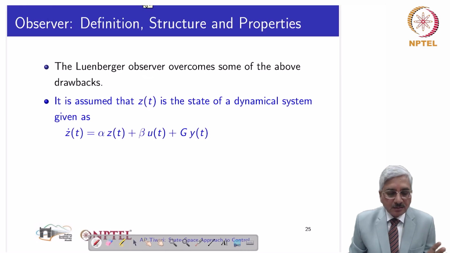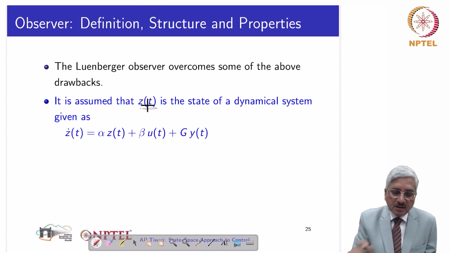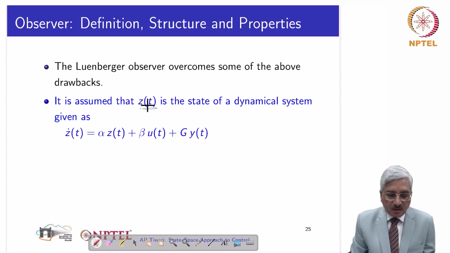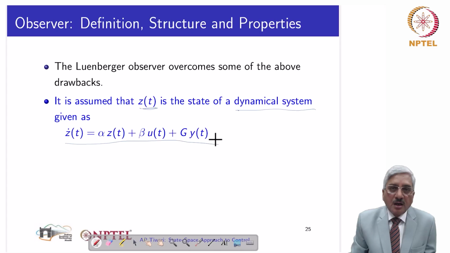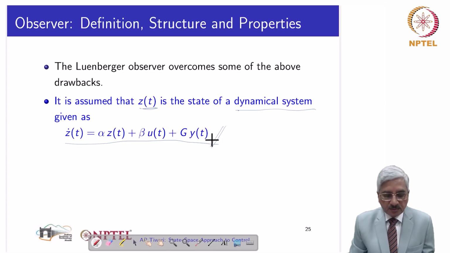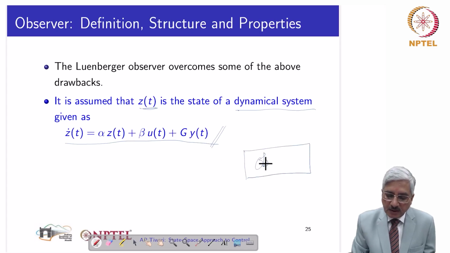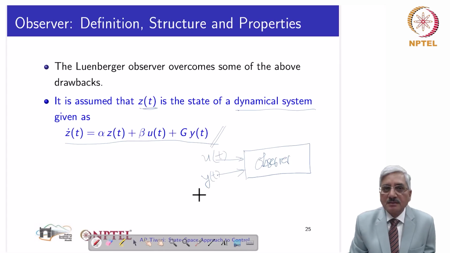So the Luenberger observer goes like this. We assume at the beginning that the Z(t), the observer state, is a dynamical system. Observer state comes from this dynamics: Z dot equal to alpha Z plus beta U plus G y. See, we are assuming that this is the observer, which is a dynamical system, and it is getting U, the input which was going to the system, and Y. That is what the observability definition said, that knowledge of input and output can be used to determine the initial condition, and that is the consideration in this.